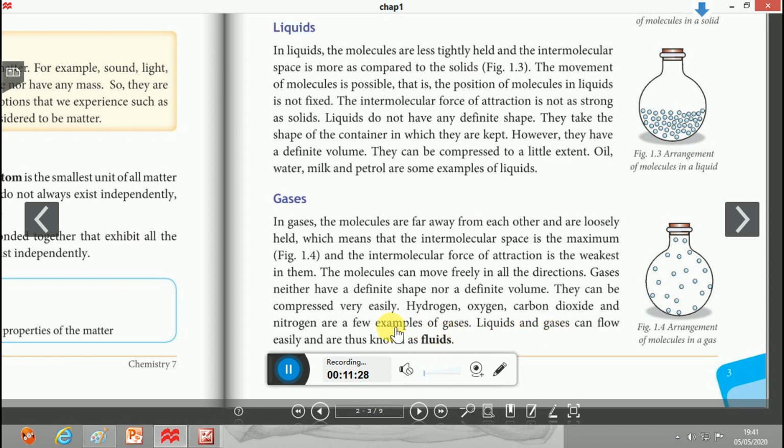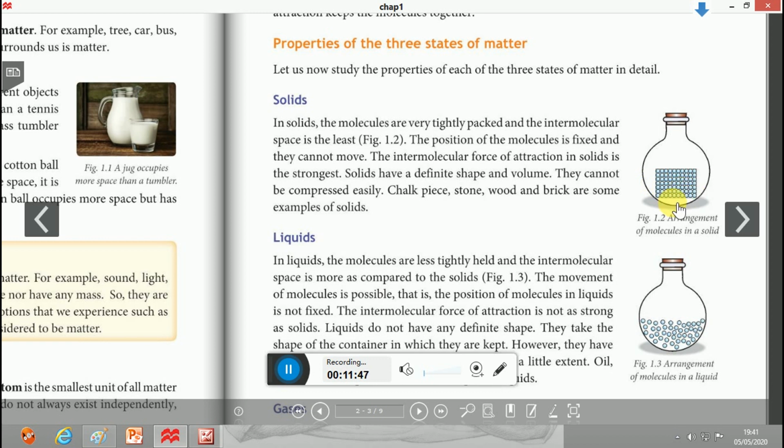Liquid and gas can flow easily, and thus they are known as fluids. This terminology is valid for the liquid and the gas. The common feature for the liquid and the gas is the movement of the molecules. But in solids, the molecules are fixed and rigid.